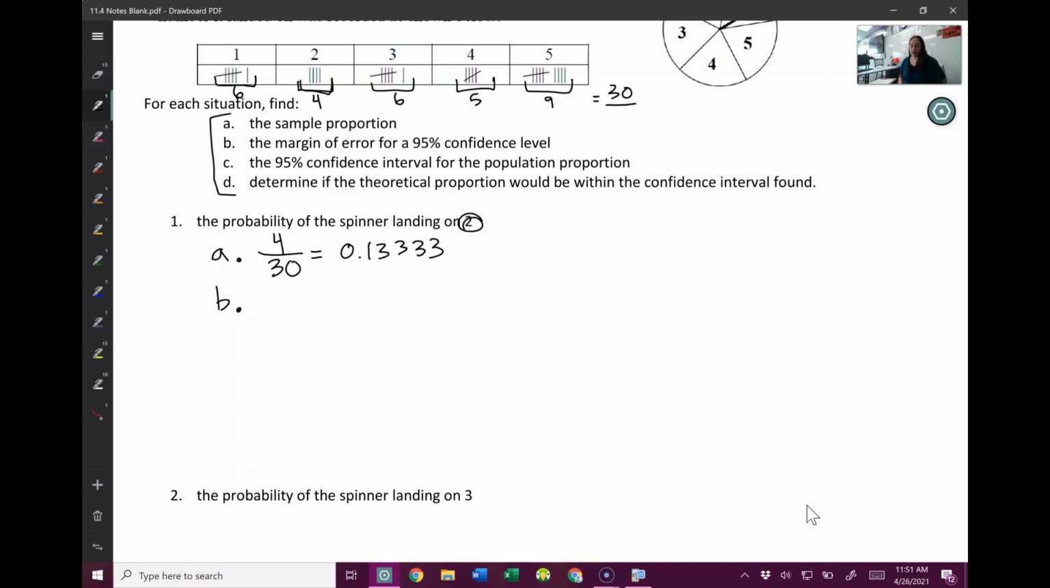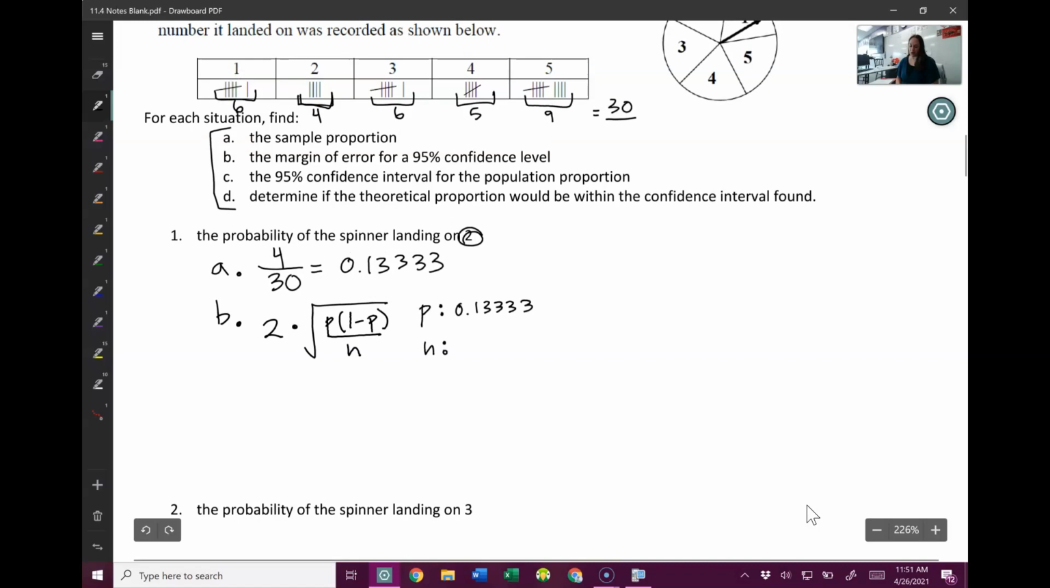B, let's calculate the margin of error. So let's rewrite the equation down. It was the square root of P(1 minus P) over N. So my P is my sample proportion. That's what I got from A. My N is how many times I spun this little spinner. So I spun it 30 times, so my N is 30.